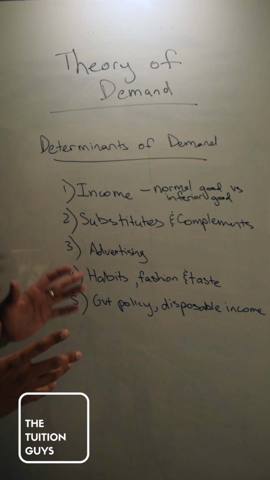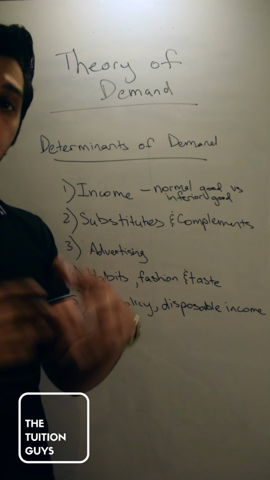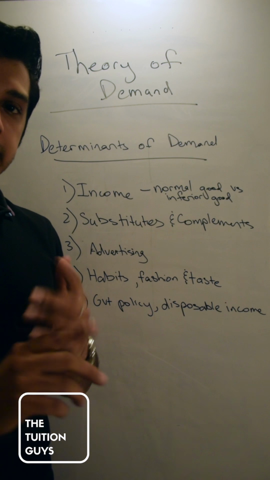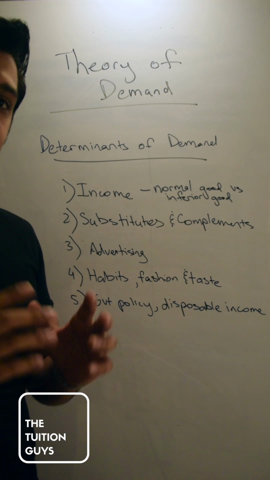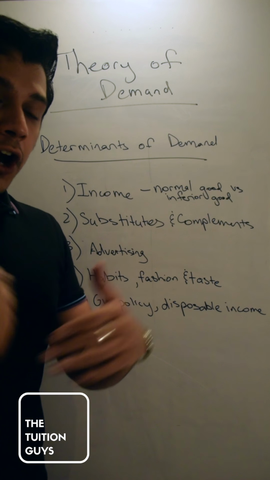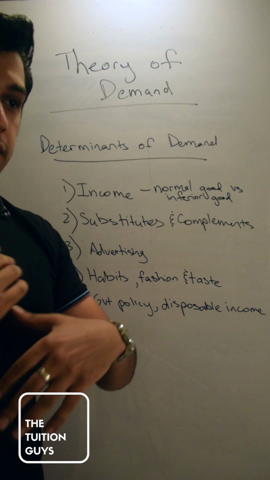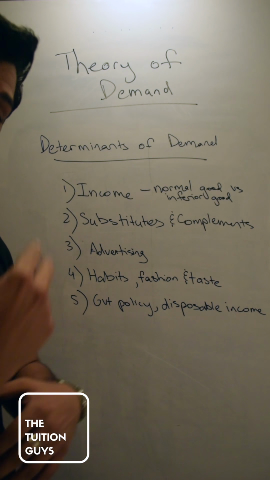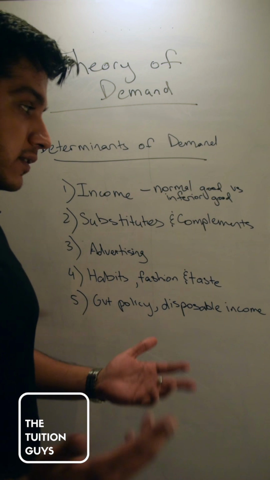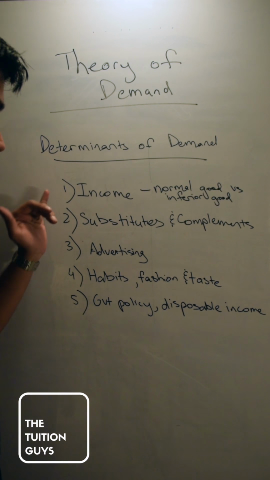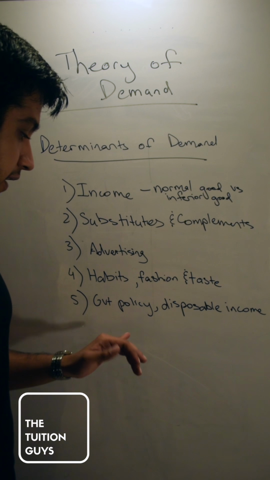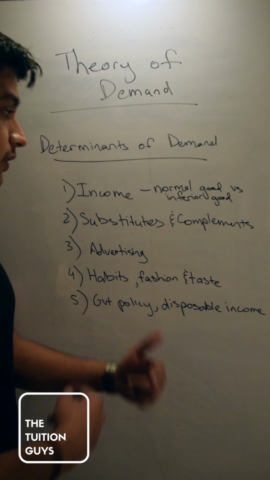Okay, now the last part, determinants of demand, or what causes the rise in demand or a fall in demand. Price factors lead to a movement along the demand curve, so that does determine demand. Non-price factors cause shifts, so that means there might be an increase of quantity demanded at each and every price level if there's an outward shift, or an increase in demand. Now, some factors are income, substitutes and complements, advertising, habits and fashion, and then government policy. Let's quickly go over these.